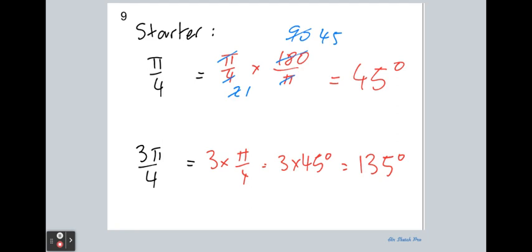Mitch? How is that easy? Isn't it like the same? No, I disagree. I think because you've already got the result of pi on 4 equals 45 degrees, saying what's 3 lots of 45 degrees is a lot faster than applying a formula, cancelling down yet again, doing the same thing as you did here, but doing it yet again. It seems to me like more work.